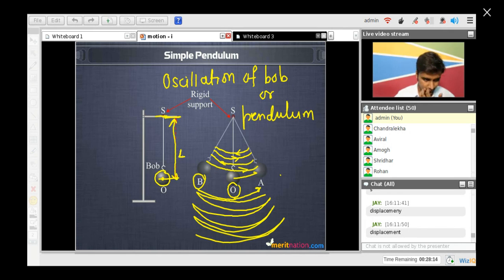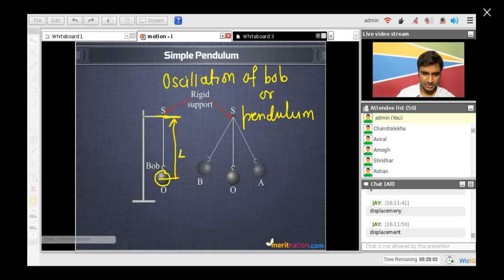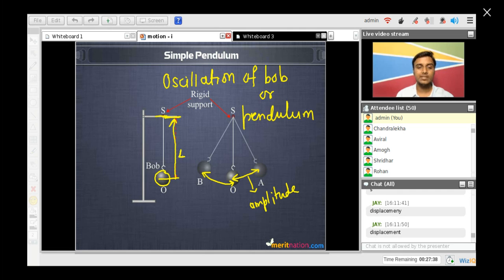Okay, now first of all let's define amplitude. What is amplitude? Amplitude basically is the distance of mean position to the extreme position, either this one or this one. This is amplitude. The displacement of the bob from the mean position to the extreme point, the distance between the extreme position and the mean position of the bob, is called amplitude.